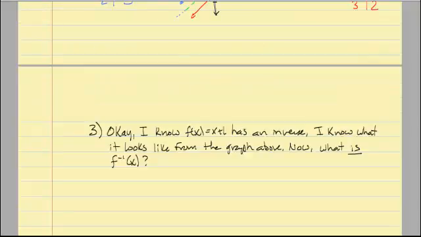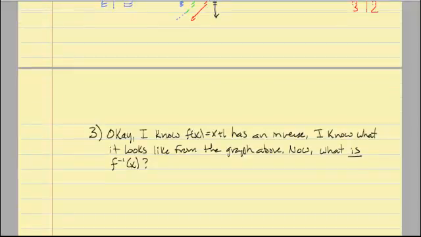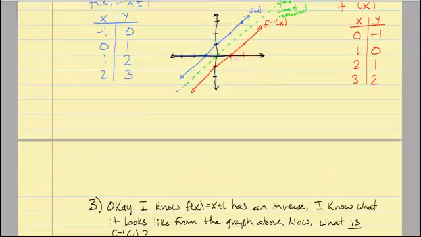Now this example is pretty easy because I can just go up here and look at this graph and think, okay, this is an equation of a line. The slope is rise 1, run 1. So the slope is 1 times x. My y-intercept is -1. So this is just the equation x minus 1. That's my inverse. So this is really easy. By inspection, I can determine that.